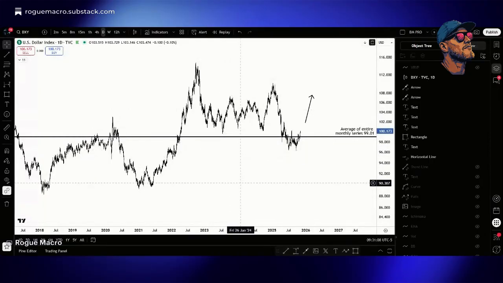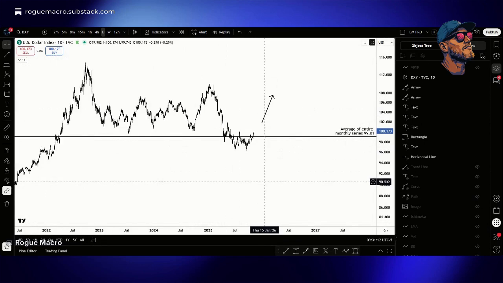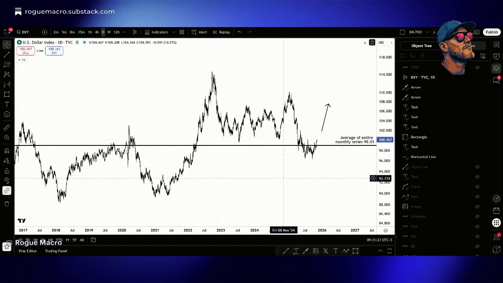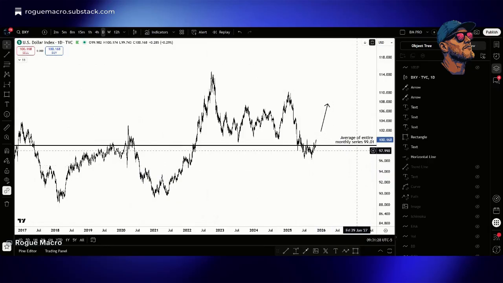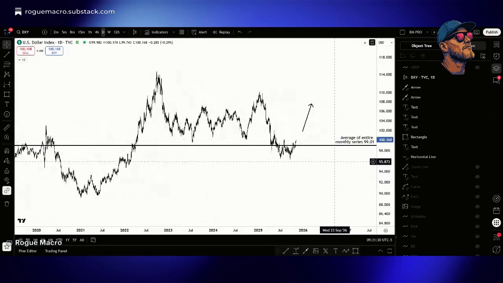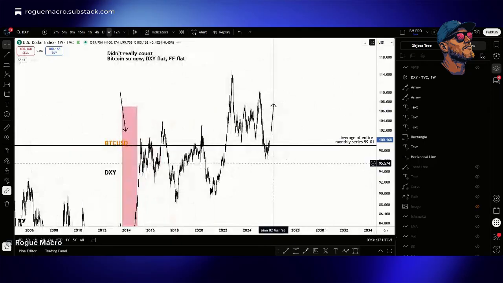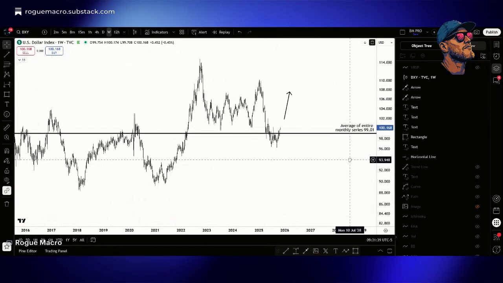All right, let's get into the charts. This is the DXY, the major dollar index. As you can see, this horizontal line is what I did by going back over all the monthly candles: the average strength of the DXY since the inception of this index has been 99.01. So the dollar is not weak right now. The dollar is actually strong.